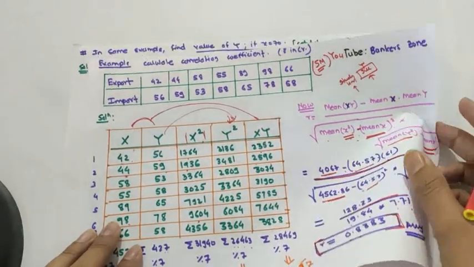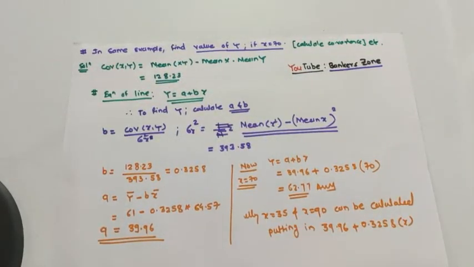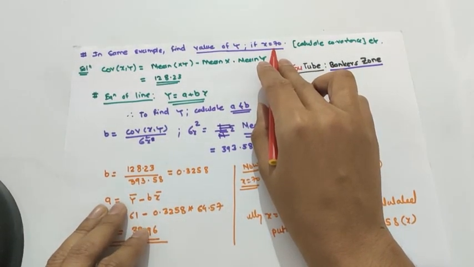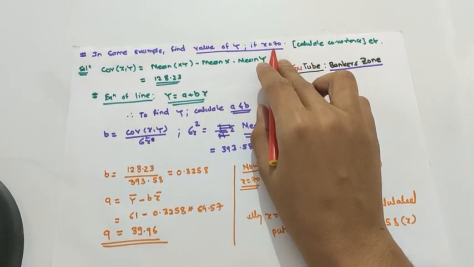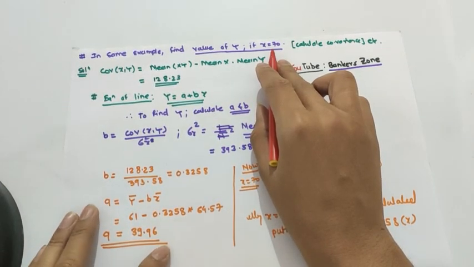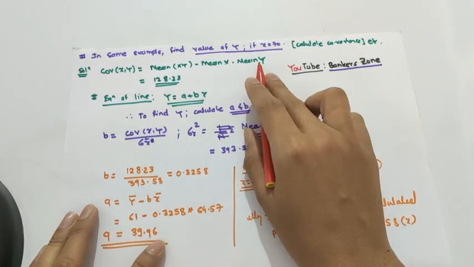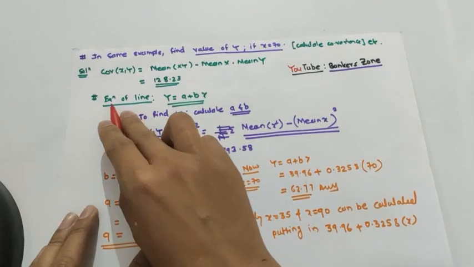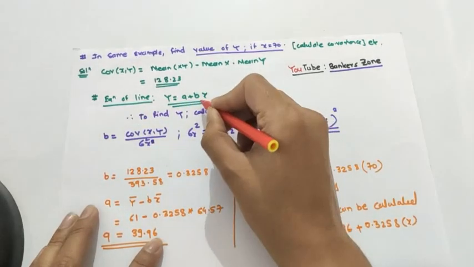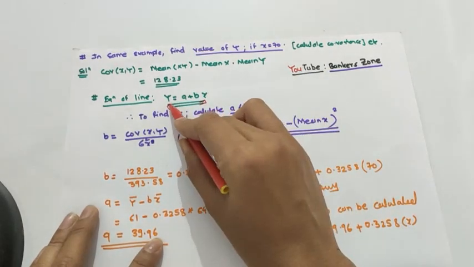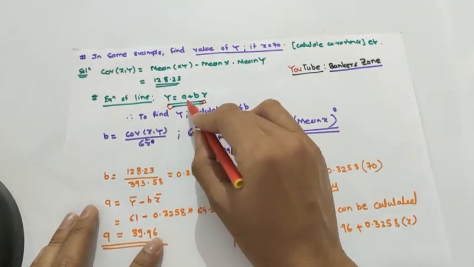So see friends, how to calculate y if x is given. So remember, when there is a relation between 2 things, the coefficient of correlation is always applicable only to the linear equation. And what is the equation of a line? You have studied in your 10th. Equation of line is y is equal to a plus bx.